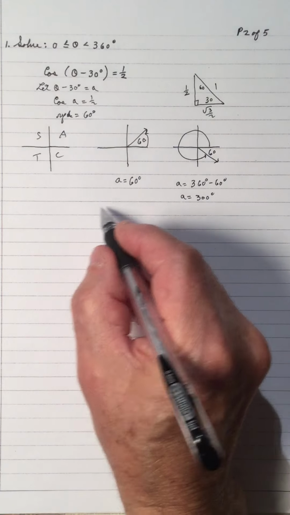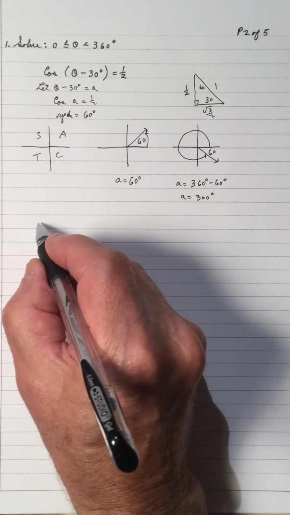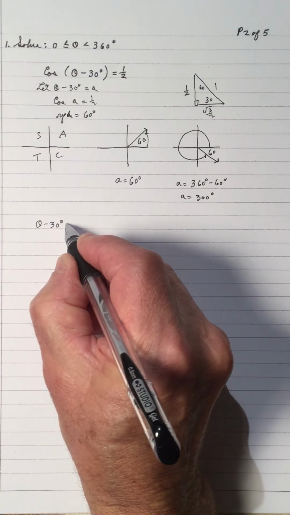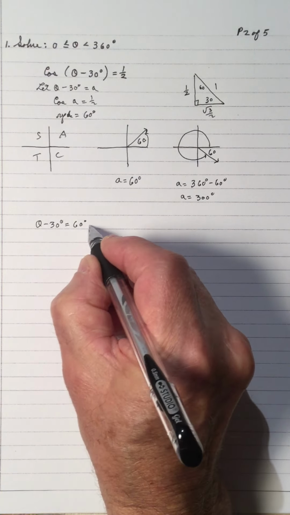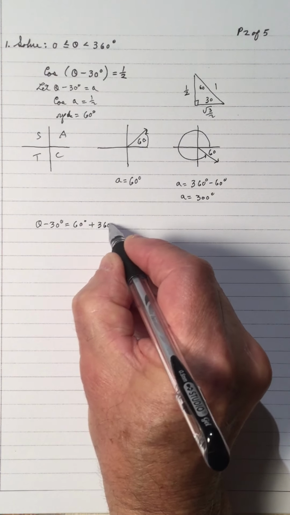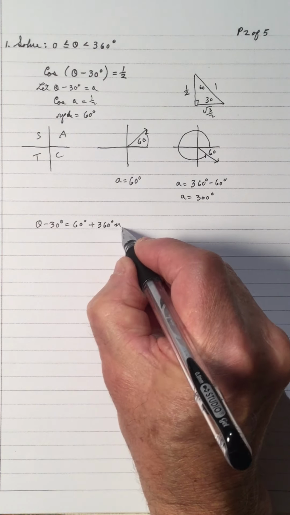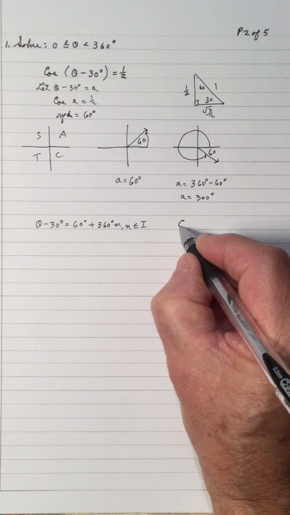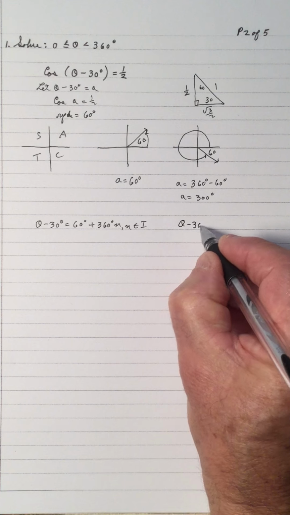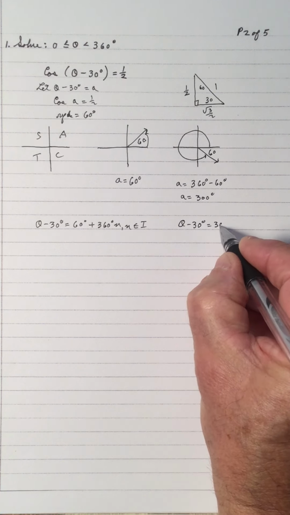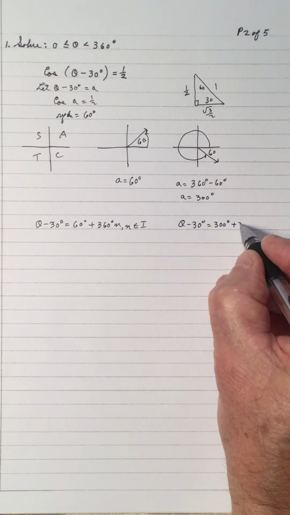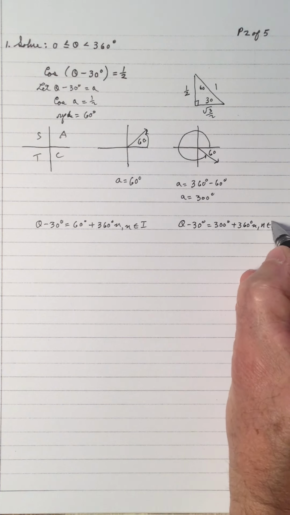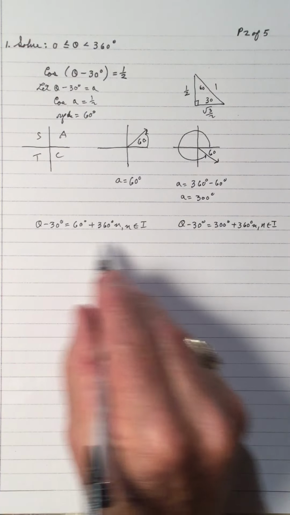So now we'll let theta minus 30 be equal to 60, and we'll add on 360 n, where n belongs to the integers. And over here we'll do the same thing. Theta minus 30 equals 300 degrees plus 360 n, where n belongs to the integers. So let's solve each of these out.